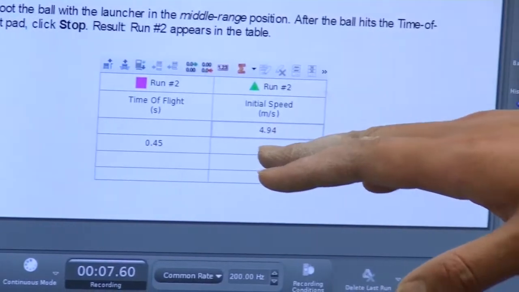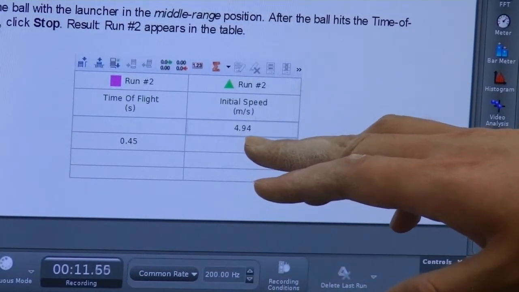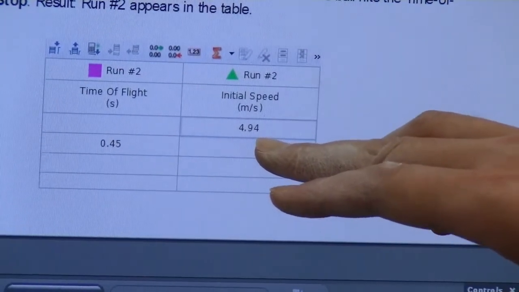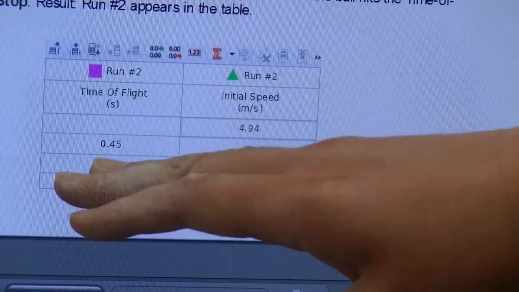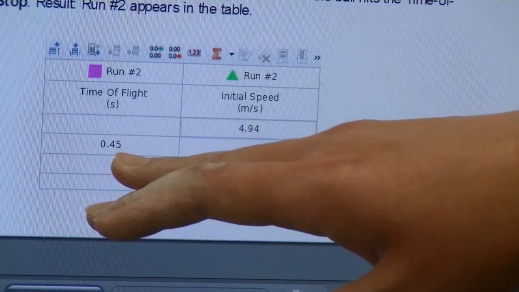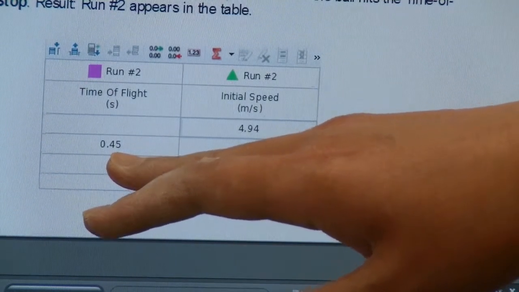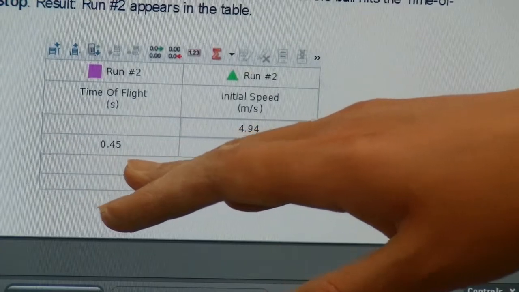So now this time you can see the speed of the ball is 4.9 meters per second. Earlier, if you remember, it was 3.9. And now the time it takes is 0.45 seconds. Earlier it was 0.44 seconds, so it's very close. It's almost the same with each other.